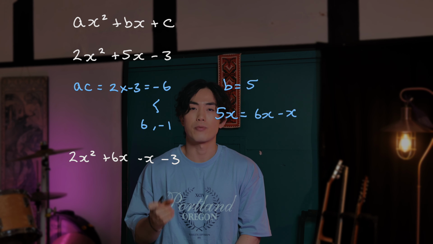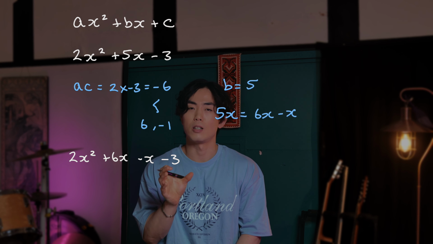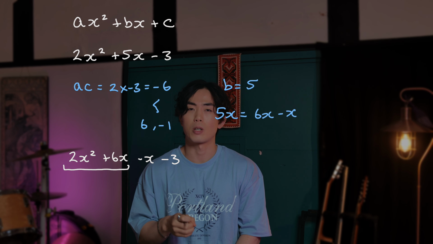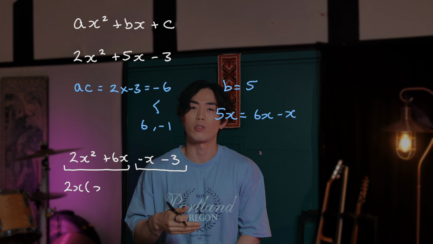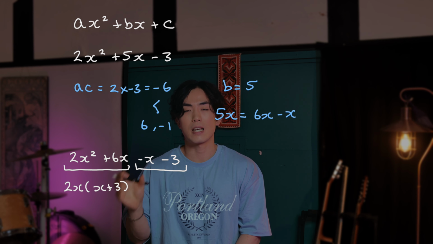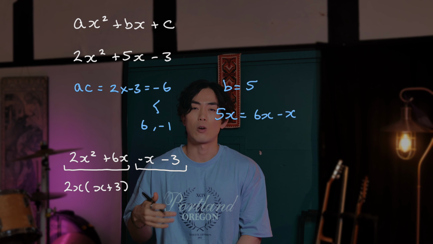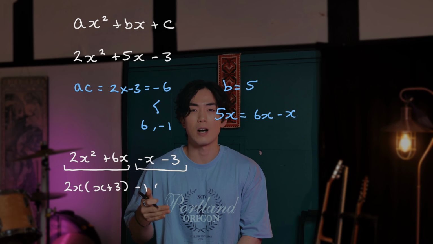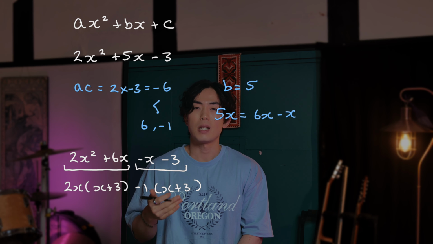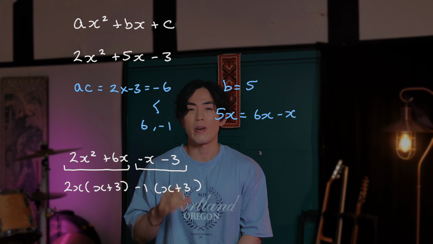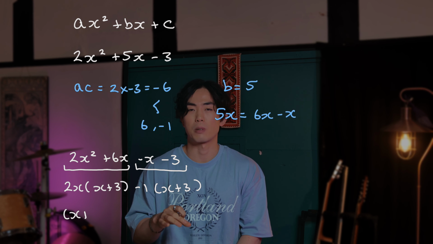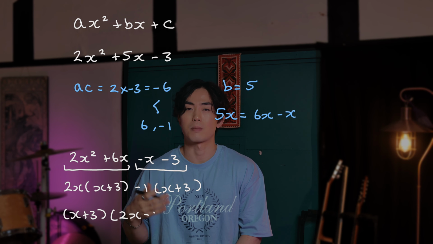Now, finally, what we have to do is factorize each pair of terms. Looking at these first two terms here, 2x squared plus 6x, if I factorize it, I can take 2x out, and I'll be left with x plus 3. And if you look at the second pair, minus x minus 3, I can also factorize this by taking minus 1 out and x plus 3. So we'll be left with 2x(x plus 3) minus 1(x plus 3). And because they both have x plus 3, I can take that out and have x plus 3, and then in brackets, 2x minus 1.